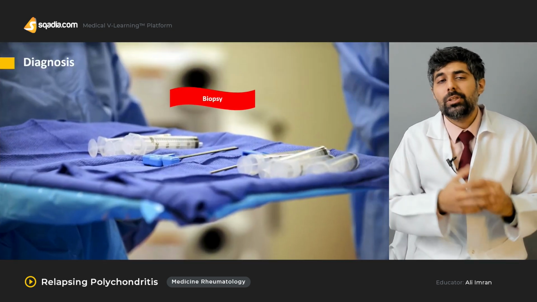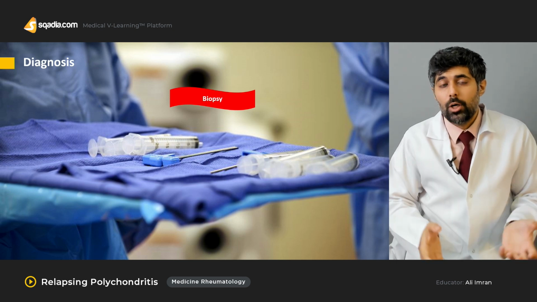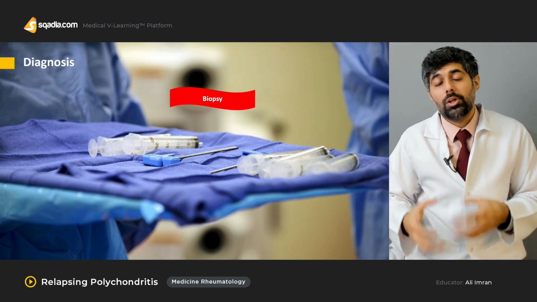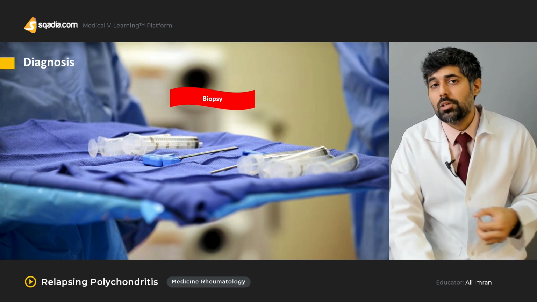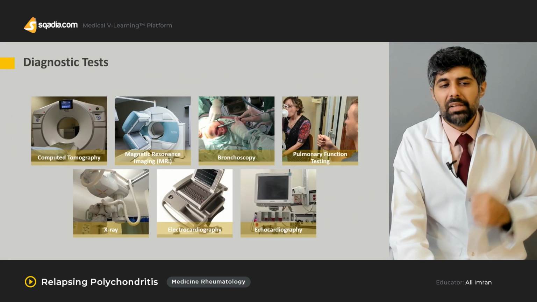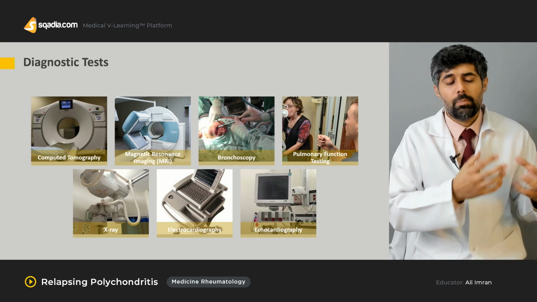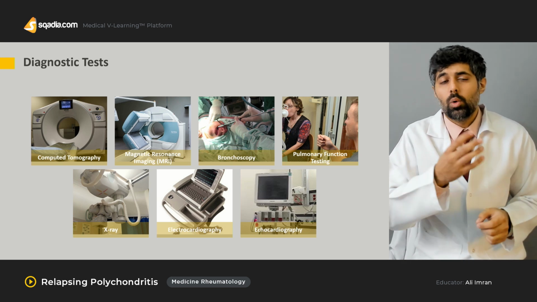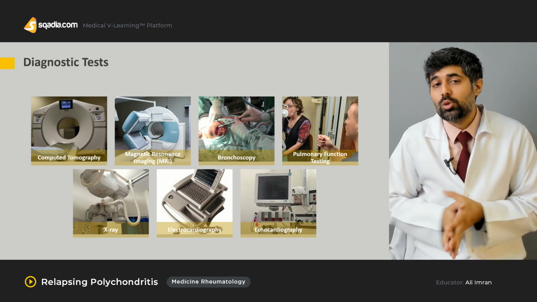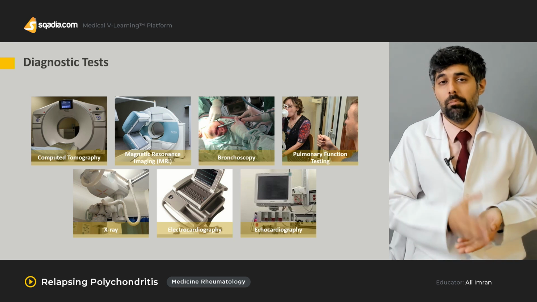Then we learn about its diagnosis and the role of biopsy in it, how the biopsy is done, where the biopsy should be taken, and what the biopsy shows in a patient with relapsing polychondritis. Then we learn about various diagnostic tests, why we perform the CT scan, what is the importance of the MRI, what is the importance of a bronchoscopy, and why pulmonary function tests are also important.